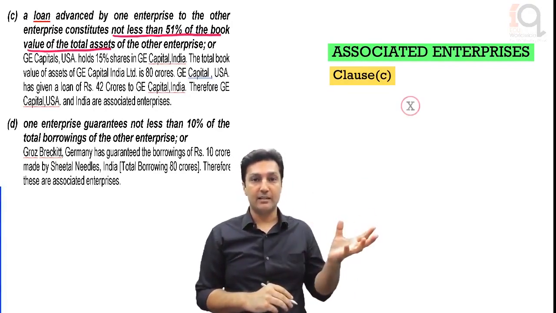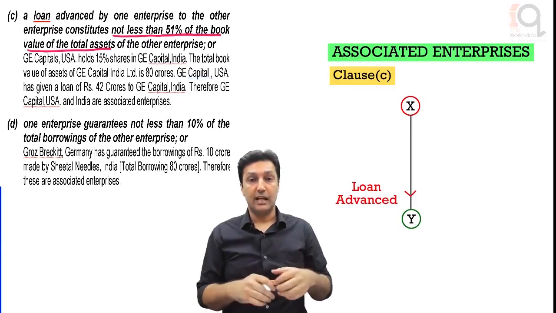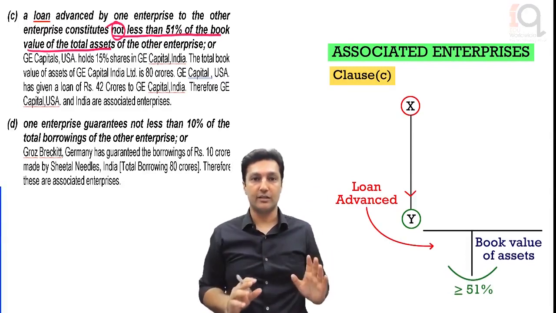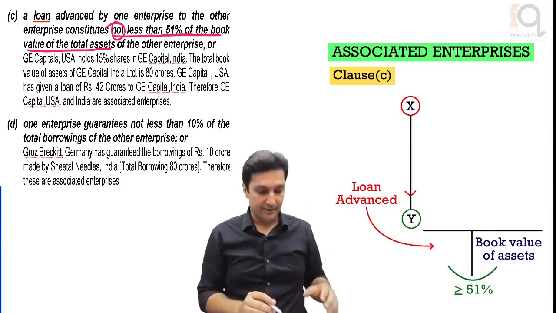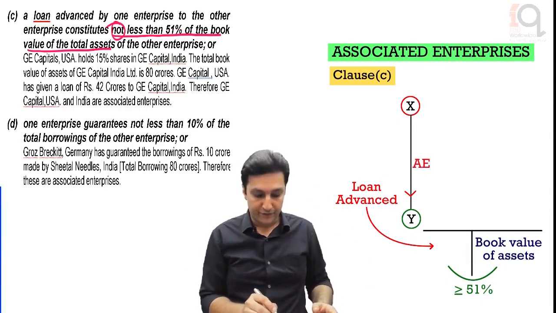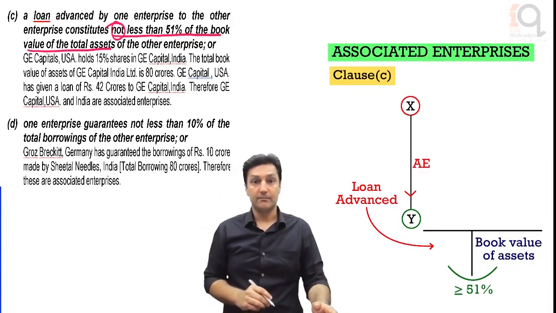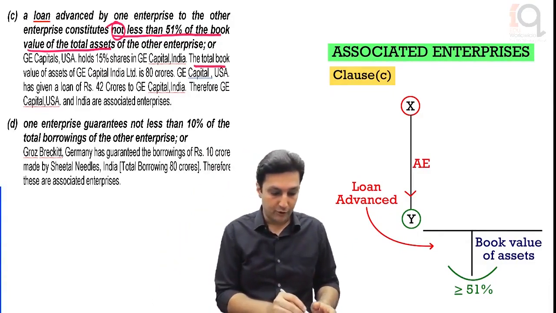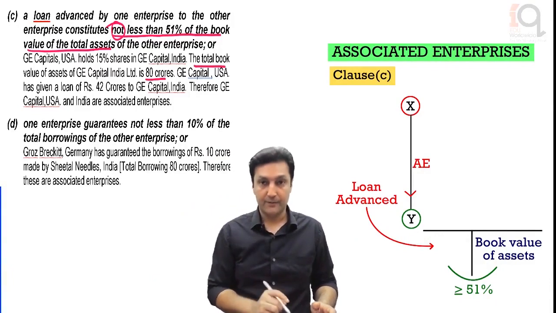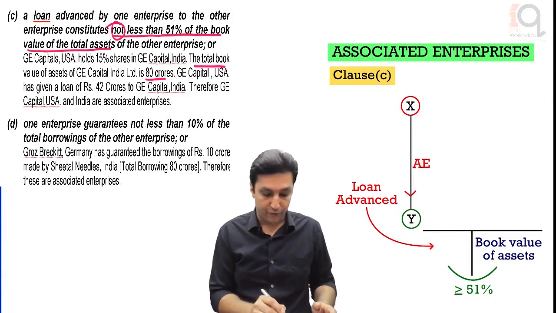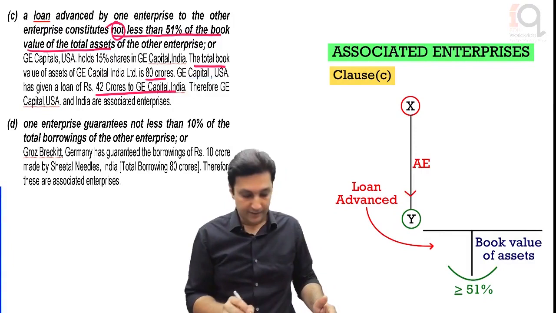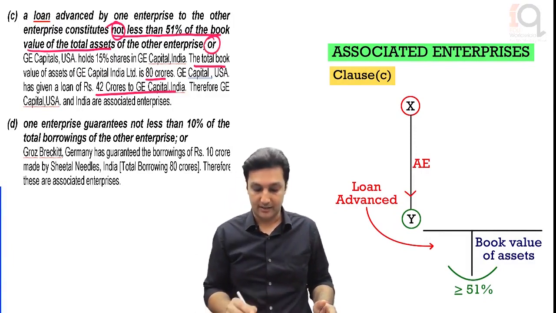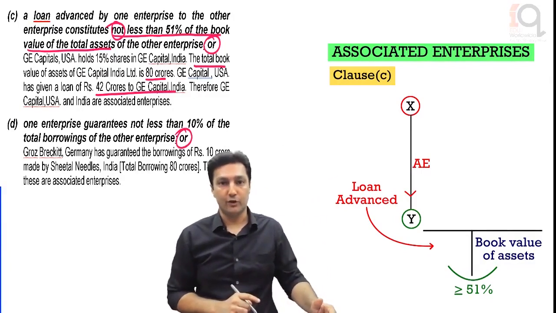So if there is one enterprise that is giving you a loan, and the loan, he says, is not less than 51% of the book value of total assets, you are associated because there is an interest here. So GE Capital USA holds 15% shares in GE Capital India. There is no association because 26% is required. The total book value of assets of GE India is 80 crores. GE USA has given a loan of 42 crores to GE India. Therefore, GE Capital USA and India are associated enterprises. And as you can see, there is an 'or' between each of the clauses.